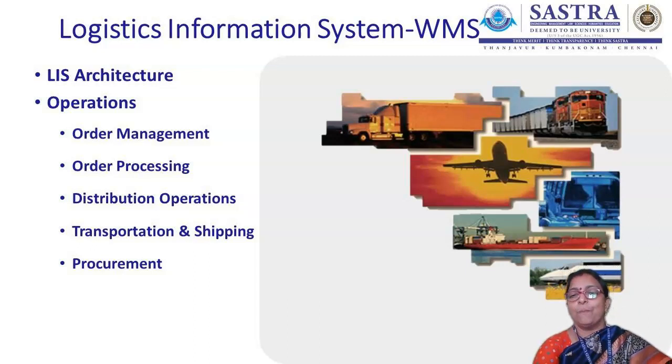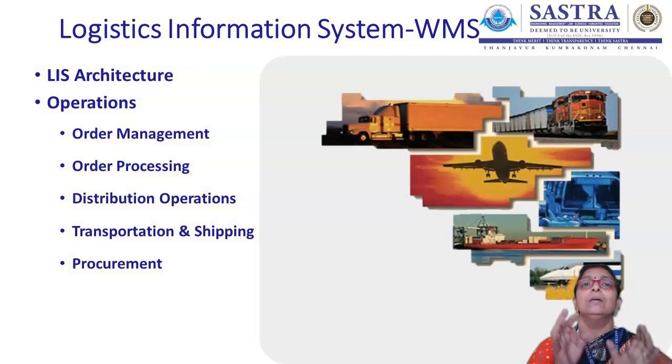When we think of a module, it must consist of 5 important components. One is order entry. Then we have order processing, transportation and shipping, of course distribution operations, and inventory management. All these 5 modules are necessary for making the coordinated effort of bringing a best effective LIS in an organization.